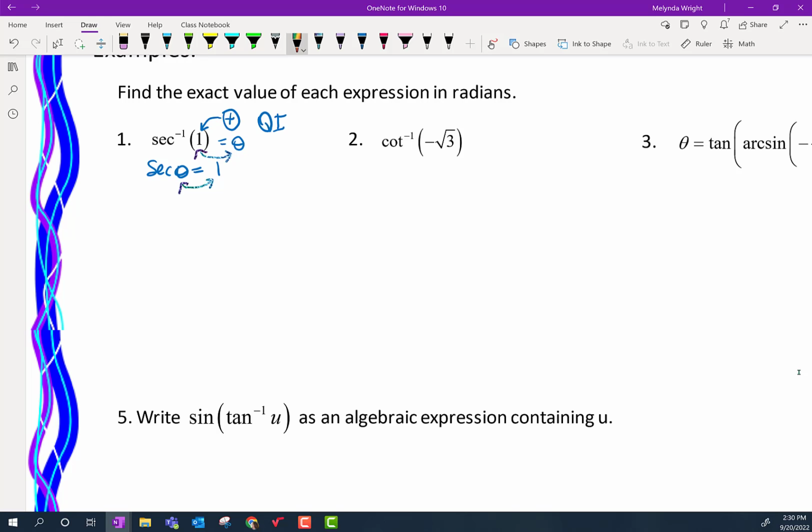All right. So the question we're asking ourselves is, where is secant equal to 1 in quadrant 1? I mean, that's what we want to know. Now, secant is the reciprocal of cosine, so that's something that you would need to remember. So it would be the same as cosine equaling 1. It would be the same, because the reciprocal of 1 is just 1.